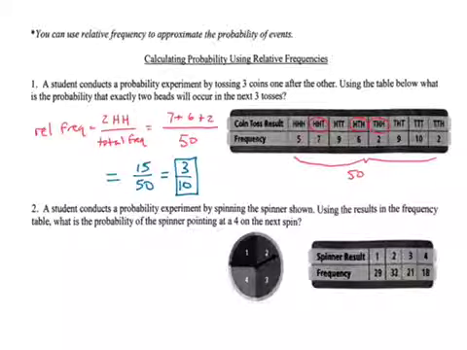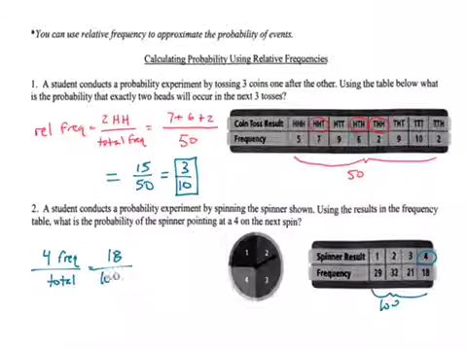A student conducts a probability experiment by spinning the spinner shown. Using the results in the frequency table, what is the probability of the spinner pointing at a 4 on the next spin? So we've got the frequency for 4 over total. That's what we're looking for. 4s came up 18 times out of the total number here, which is 100. So 18 out of 100, we can reduce that down to 9 over 50. So the probability of spinning a 4 the next time around is 9 out of 50, or right around 18%.